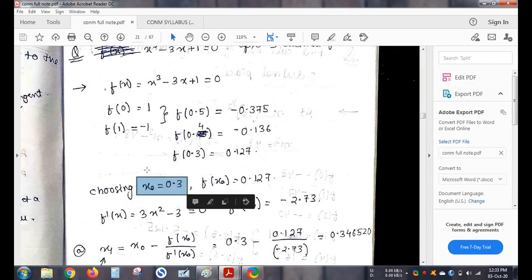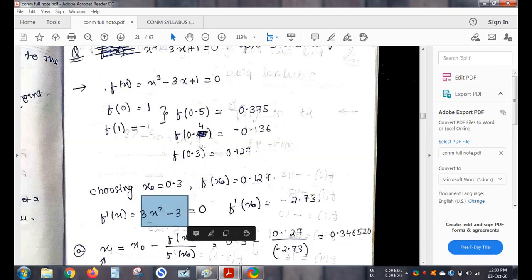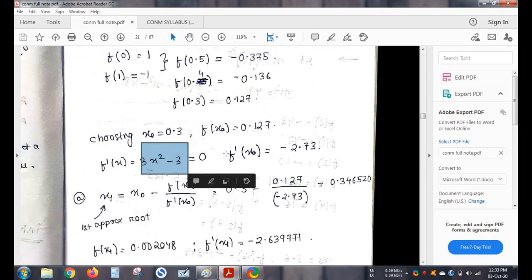Now what will I do is that this is my f of x. I will differentiate my f of x. So if you differentiate this equation, what will you get? You will get 3x square minus 3. 1 is a constant, so differentiation of a constant is 0, isn't it? So you know this, how to do it.